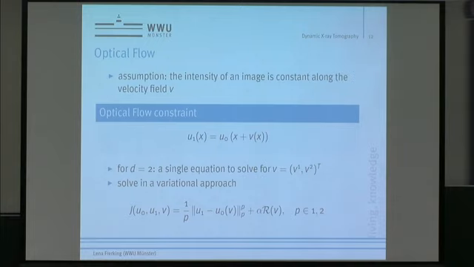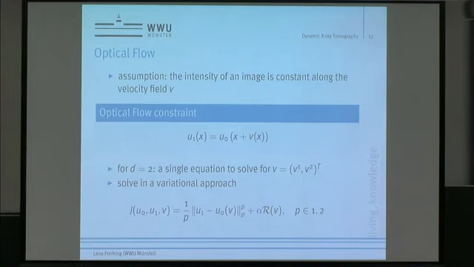Okay, the problem with this is that we only have this one single equation to solve for all components of V. So even if we are only working in 2 dimensions, V of course also has 2 dimensions, which means that this is again an underdetermined problem, which is why we also want to solve this in a variational approach. And the variational model for estimating motion looks like this.